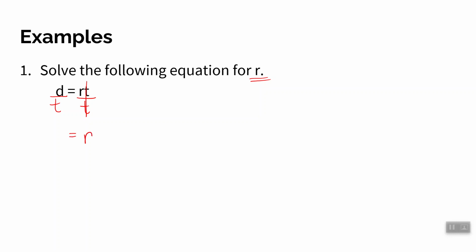On the left-hand side, we have d divided by t, and I can't do anything with this. I can't simplify it. I can't cancel anything. They're two different variables. There aren't numbers here that I actually can divide and get an answer, so r is going to equal d over t.